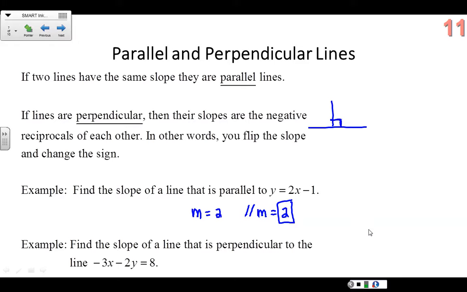So the slope of a line that's parallel to this one, you're going to have the same slope if they're parallel lines, so it would be 2. Now, find the slope of a line that's perpendicular to the line -3x minus 2y equals 8.